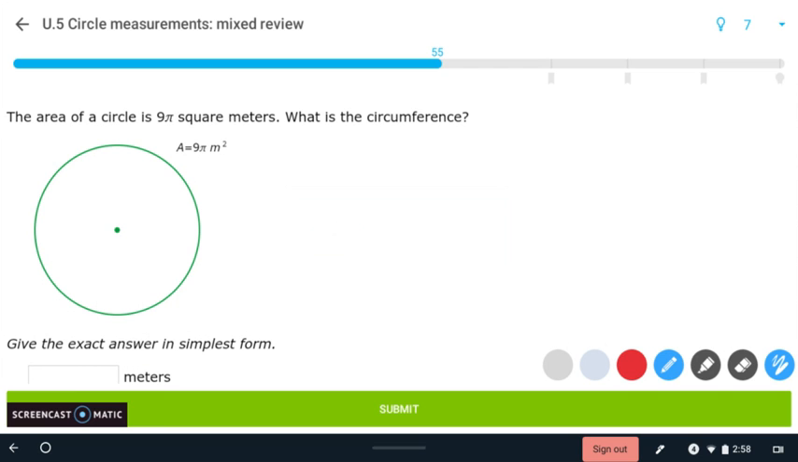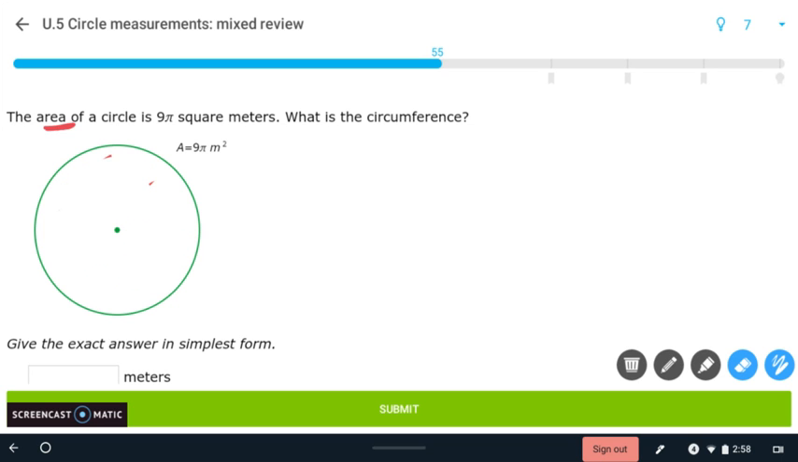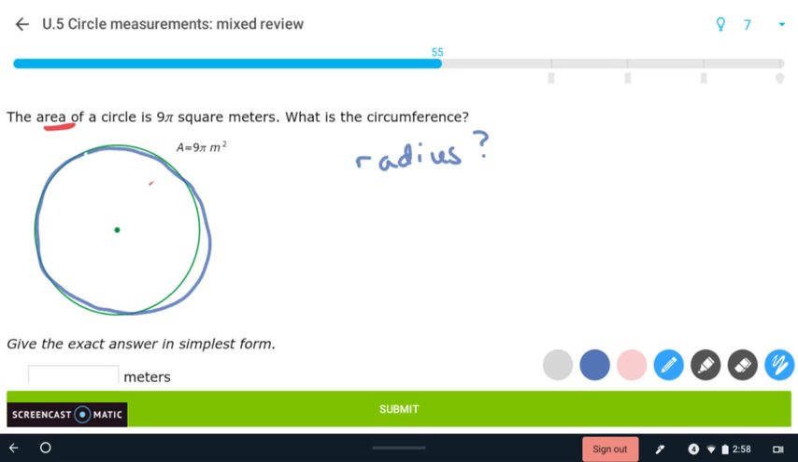So last chance to see if they give us something weird. Okay, they did give us something a little bit weird. And this is kind of the problem I was going through and looking for, because it takes a couple of different steps. We want to connect the area, the space inside that circle, to the circumference, which is the distance around the outside of the circle. And to connect those, we're going to need to know, what is the radius? So the radius is going to connect the area and circumference.